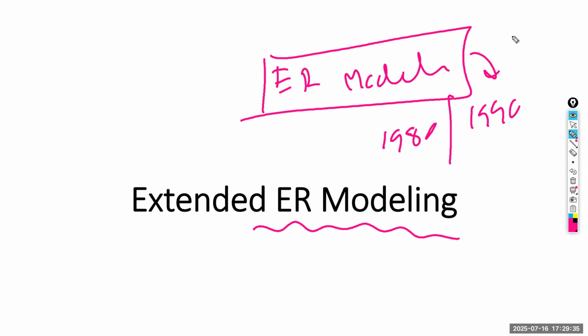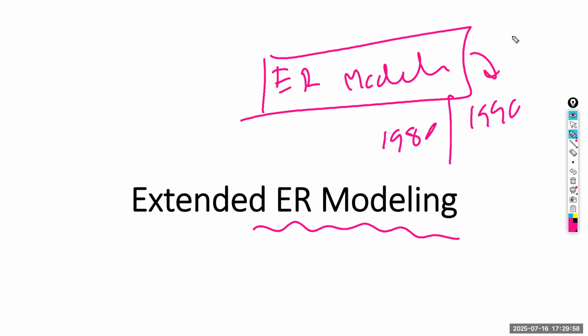So then they thought, how can we support object-oriented concepts in our database? The object-oriented concepts involve things like inheritance, polymorphism, encapsulation, abstraction, especially inheritance. The major concept is inheritance.